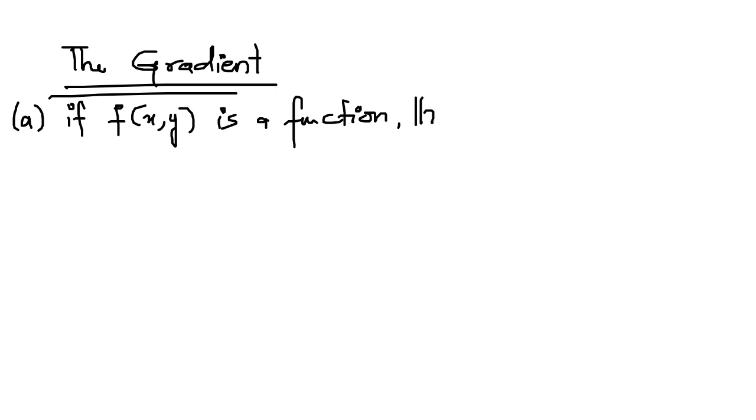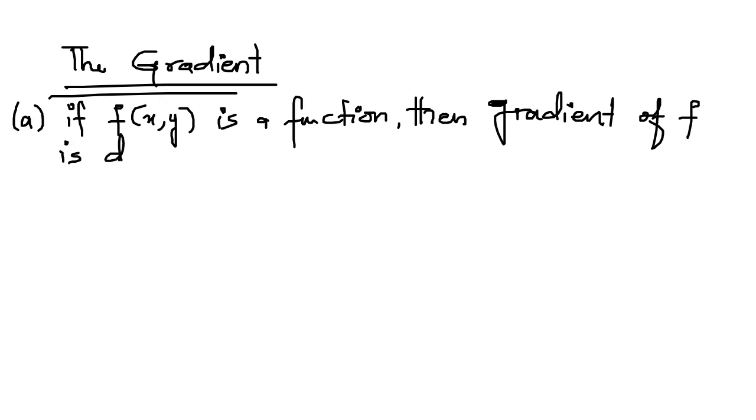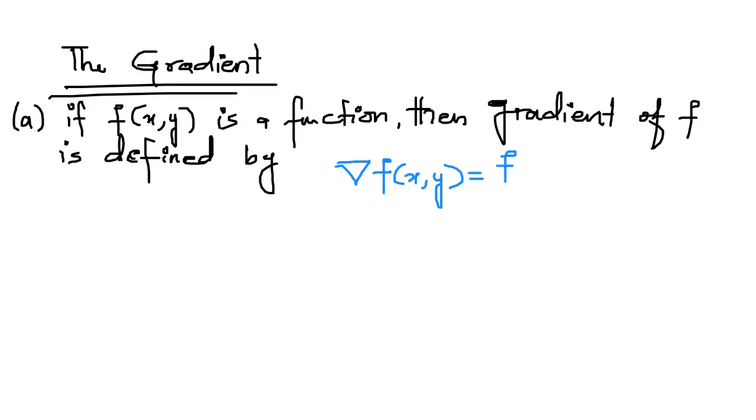then the gradient of the function f is defined by this formula. You can represent it as delta of the function f of x, y, which is equal to the partial derivative of f with respect to x, i, plus the partial derivative of f with respect to y, j. Okay, so this is two dimensions.